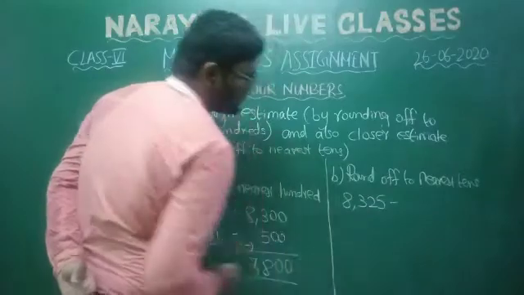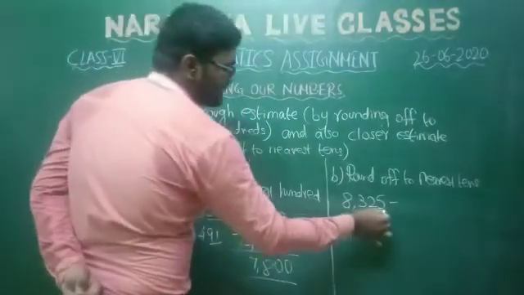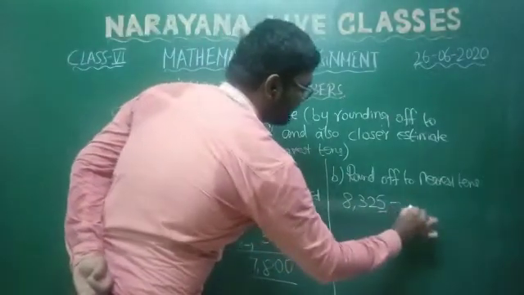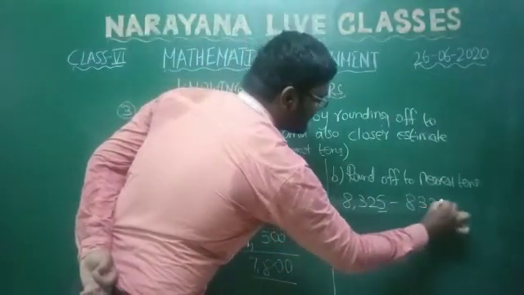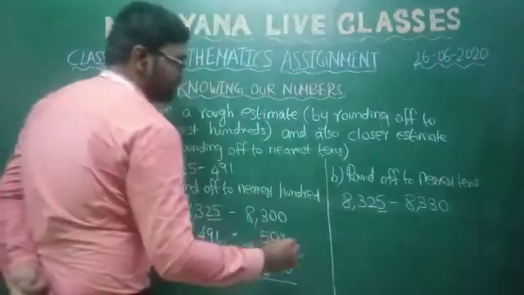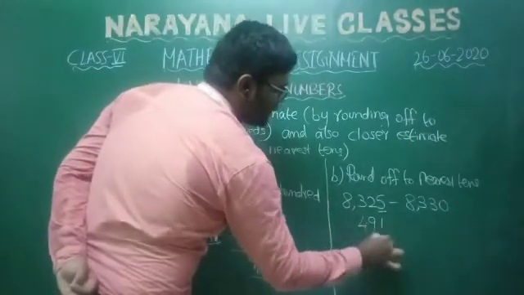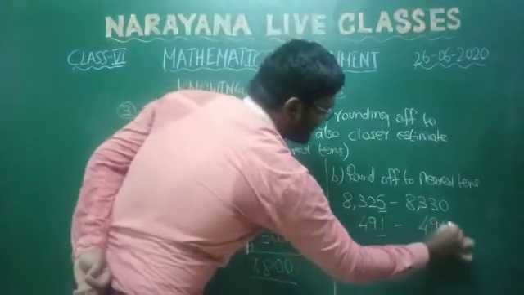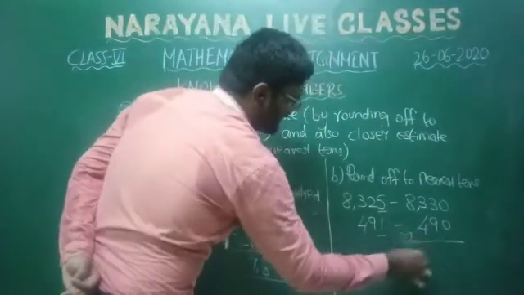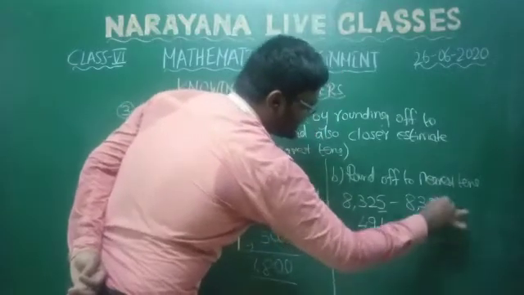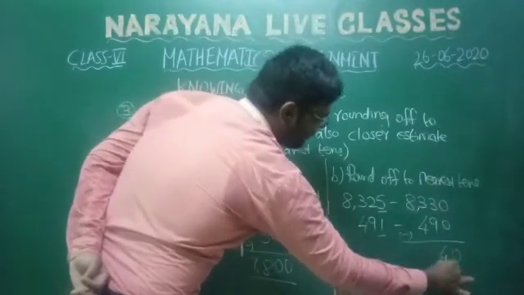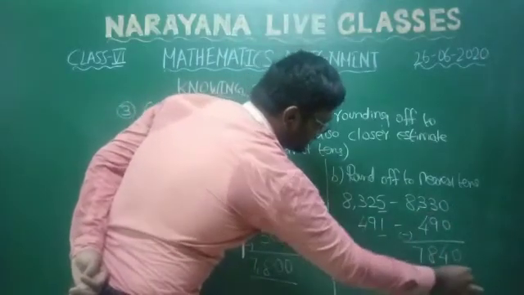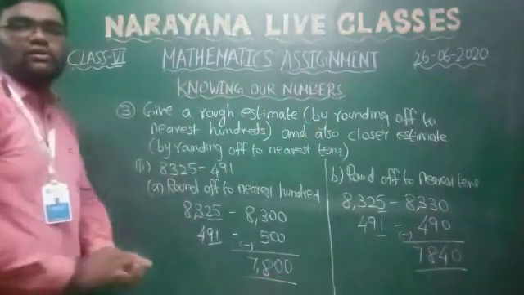Similarly, we have to round to the nearest 10 also. 8,325, so round to the nearest 10. Okay, at the ones place, you see exactly 5 also you should consider as the next value only, so it will become 8,330. Next, 491. Since it is a 1, it is less than 5, it will become 490. So we will simplify this: subtract 0, 13 minus 9 will get 4, again 12 minus 4 it is 8, and it will become 7,840.